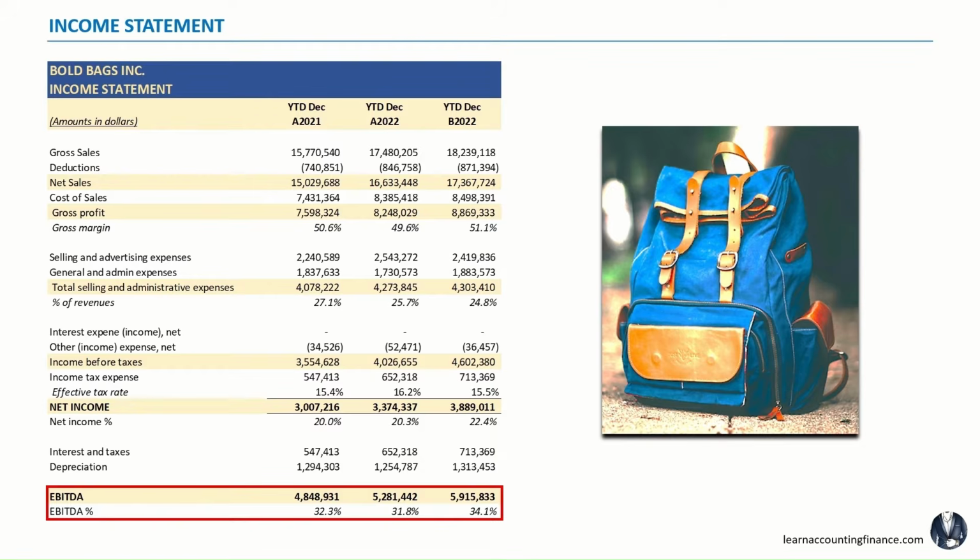So for our Bowl Bags Inc. example, you can see 2021 EBITDA percentage was 32.3 and it dropped to 31.8% for 2022. And compared to budget, it is also below target. Budget was set at 34.1%. So this is something we'll be looking at in detail, doing all the calculations and analyzing the performance.